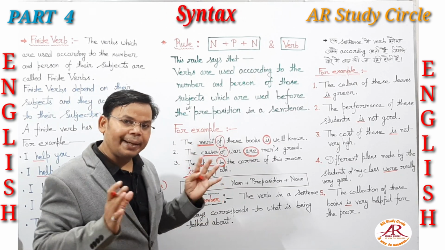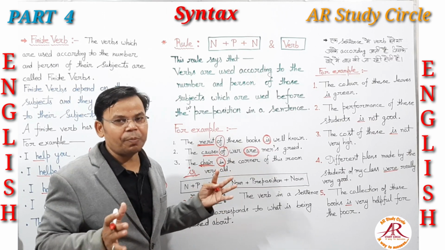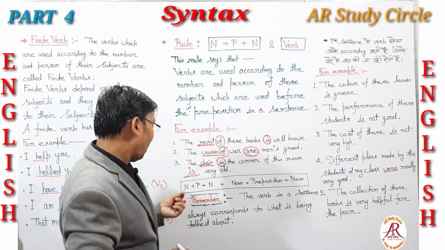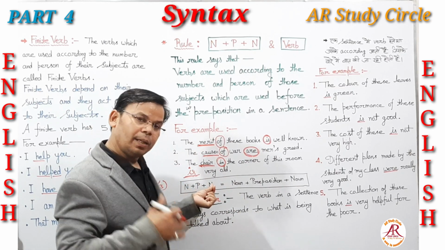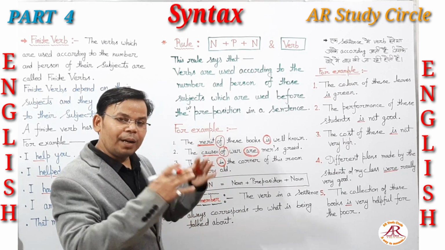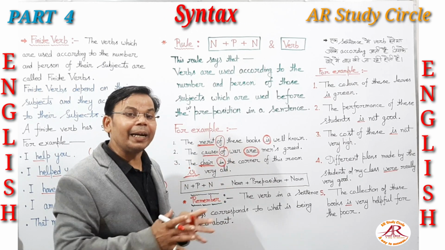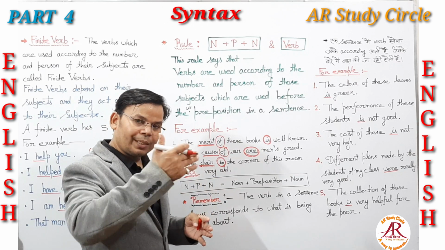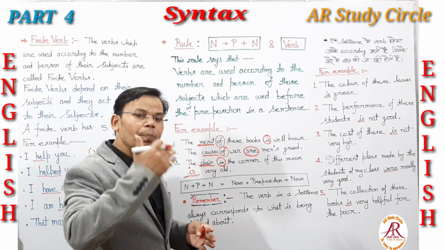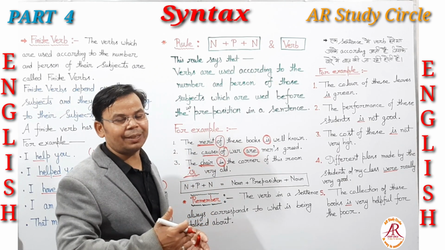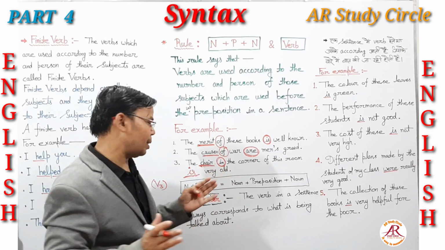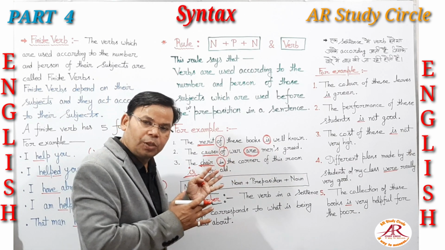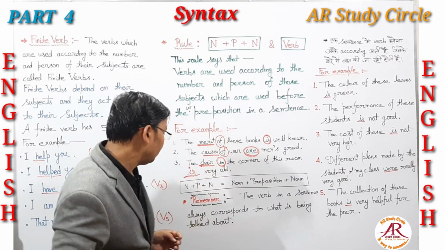Okay. Any doubt? If any doubt, then ask me by commenting. Okay. So this is the rule, n plus p plus n, and this rule says that in a sentence, the verb is used according to the subject which is used before the first preposition in the sentence. This is the rule of n plus p plus n. I think you have understood this rule perfectly.